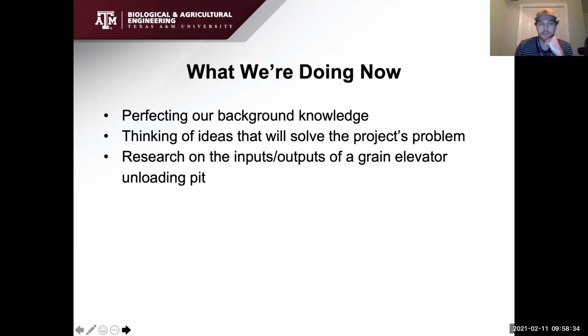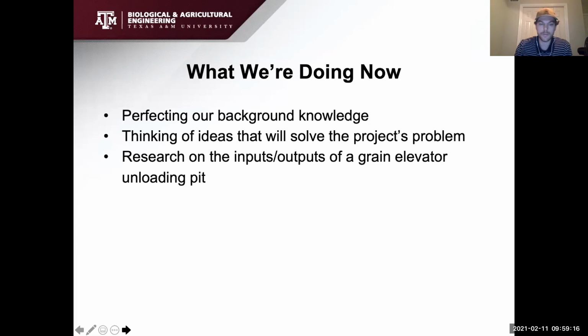Moving on to what we're doing now. Right now we're focusing mainly on perfecting our background report. We're taking the necessary steps to review what we are missing and dive deep into some more additional literature sources that will help us further our knowledge of grain elevator and loading pits and how air pollution plays a role within those systems. We're also looking for possible solutions still to our project's problem. These being solutions that have already been implemented in some other companies within the industry, possibly, or solutions that have only been put into theory as of right now.